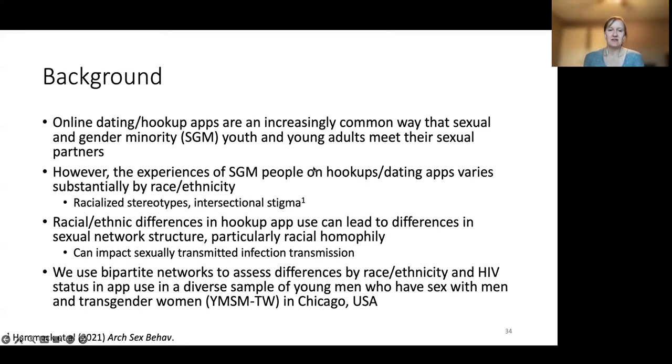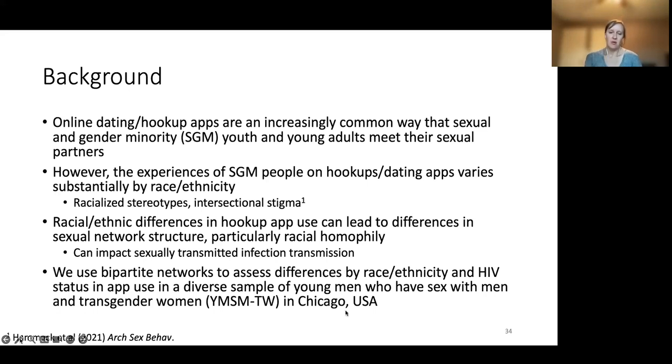So just some background is that online dating and hookup apps are an increasingly common way that sexual and gender minority youth and young adults meet their sexual partners. I don't need to tell you that. Everyone knows that. However, the experiences of SGM folks on hookup and dating apps vary substantially by race, ethnicity. So folks who are racial and ethnic minorities frequently experience racialized stereotypes, and with multiple marginalized identities experience intersectional stigma. And racial and ethnic differences in hookup app use could potentially lead to differences in sexual network structure, particularly racial homophily. So this could potentially impact sexually transmitted infection transmission within networks of young men who have sex with men.